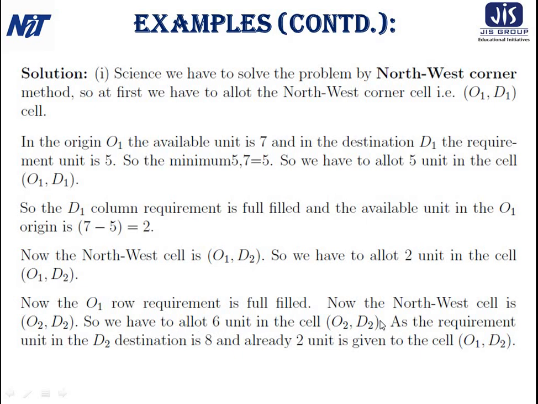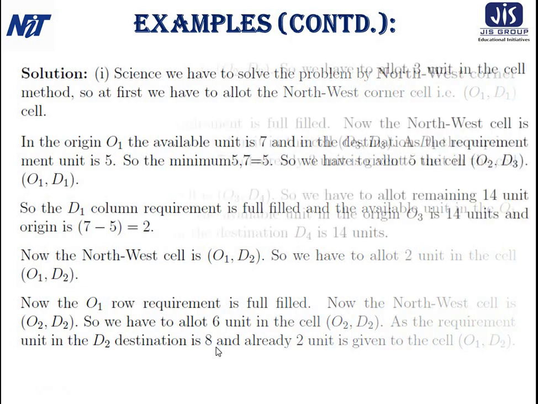So we have to allot 6 units in the cell O2 D2. As the requirement in the D2 destination is 8, and already 2 units are given to the cell O1 D2, what is the available? So 8 minus 2, that is equal to 6 units available.